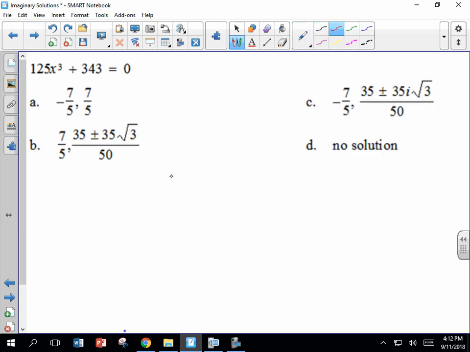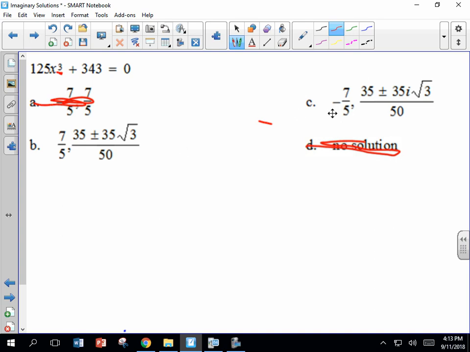All right, so looking at this, we know that the highest exponent here is 3. So that must mean we have to have 3 solutions. Looking here at A, it only has -7/5 and 7/5. I know that cannot be a possibility because there's only 2 answers. D, no solution. We've had problems with answers of no solution in the past, but since we're dealing with real and imaginary solutions, no solution is not an option. So it narrows it down to 2.